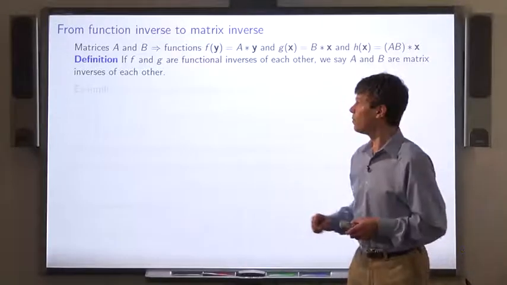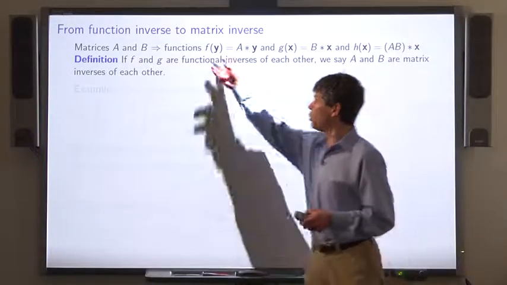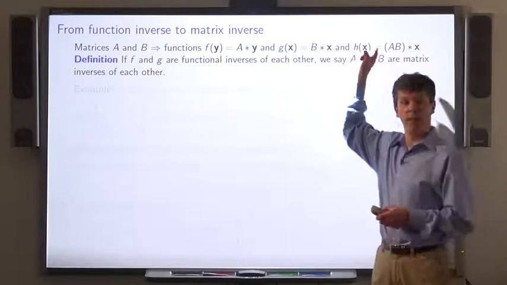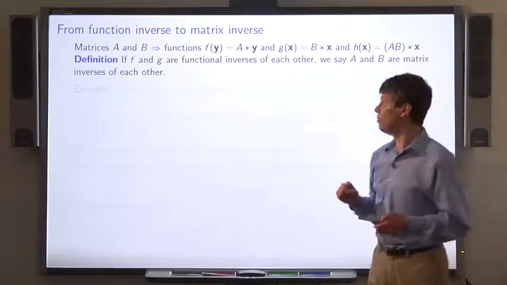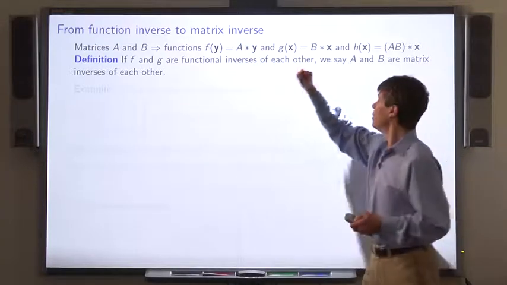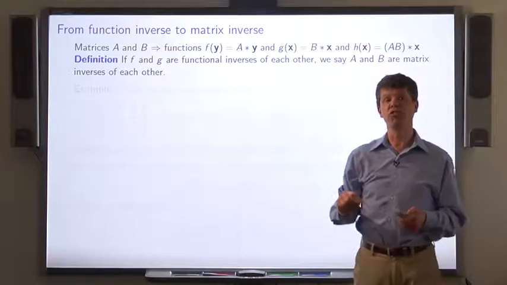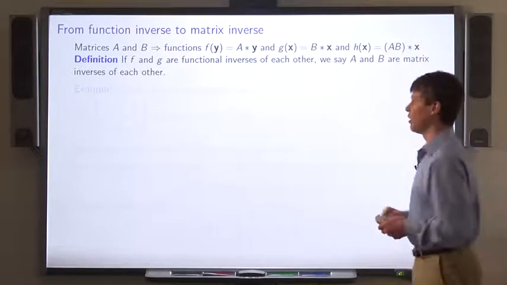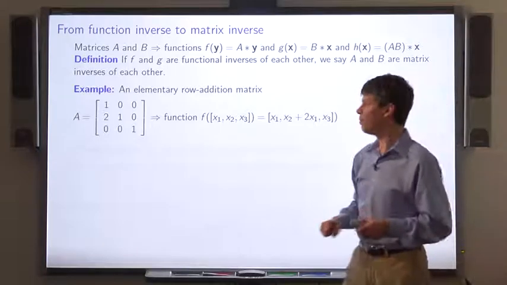Now, we've seen that matrices A and B correspond to functions, and the product corresponds to another function. If the functions that result from these matrices are functional inverses of each other, we say the matrices are matrix inverses of each other. So here's an example.